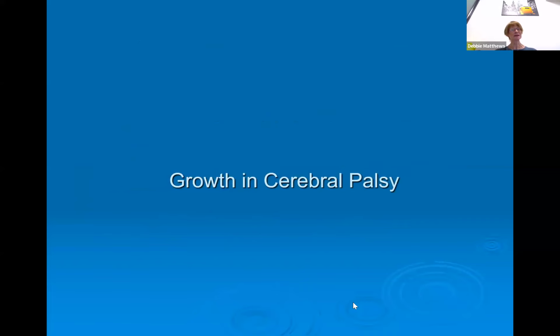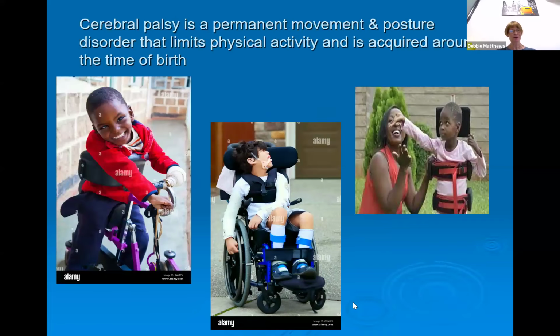So moving on then to consider those with cerebral palsy. So what is cerebral palsy? Well, the definition is a permanent movement and posture disorder that limits physical activity and is acquired around the time of birth. It can be prenatal, perinatal, or early postnatal. But what we see is individuals with significant movement problems, but it may also affect their speech, their swallowing, their vision, and some of them will have learning difficulties, but by no means all.